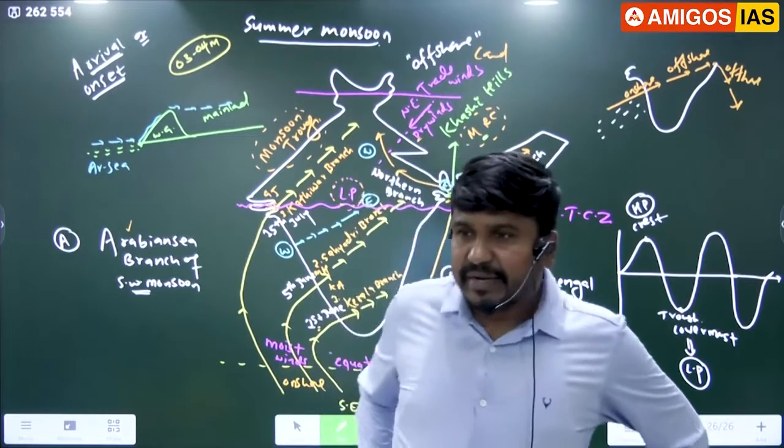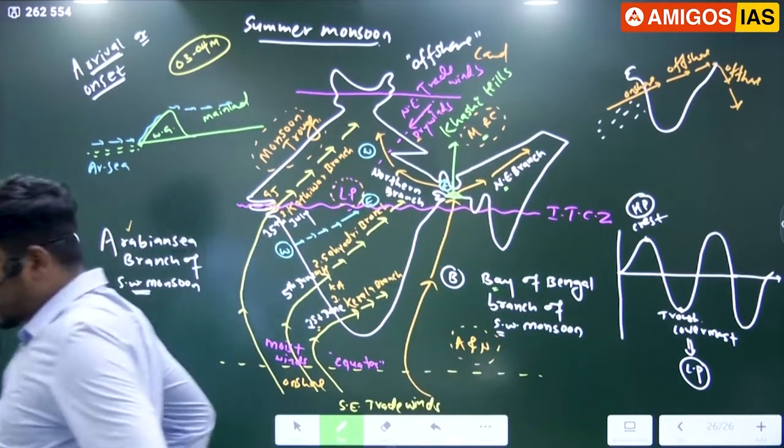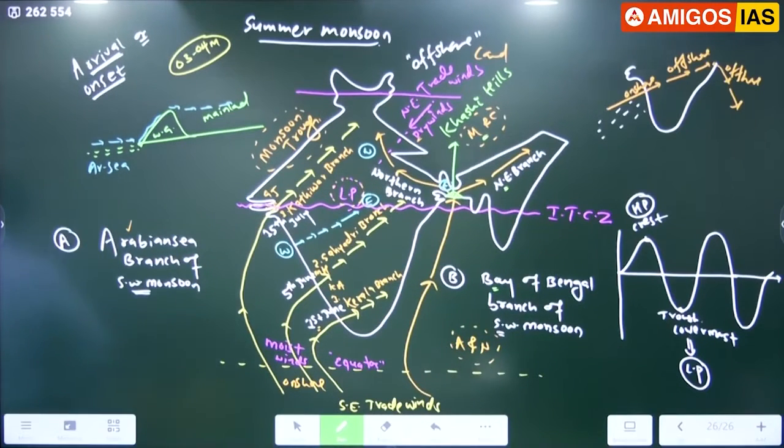Southwest monsoon enters India through two major branches. First one is the Arabian Sea branch and the second one is the Bay of Bengal branch, right? Full stop. First put the heading: Arabian Sea branch.